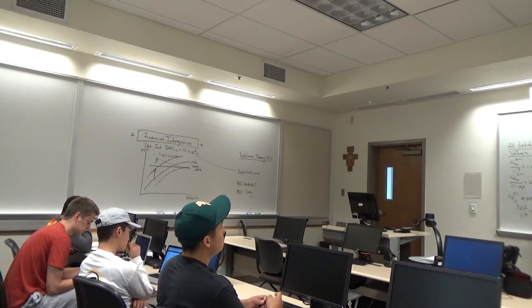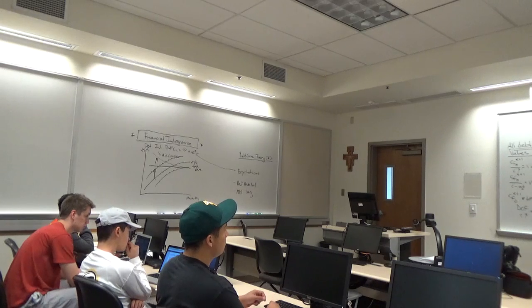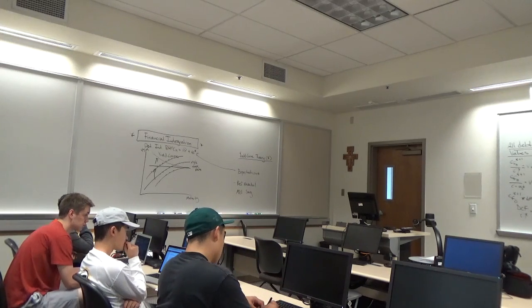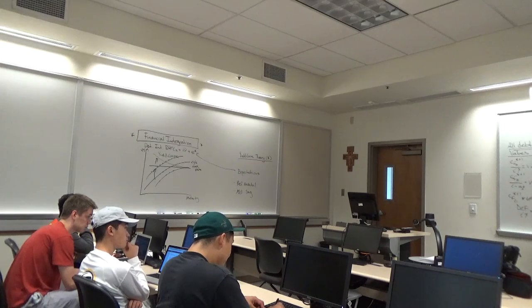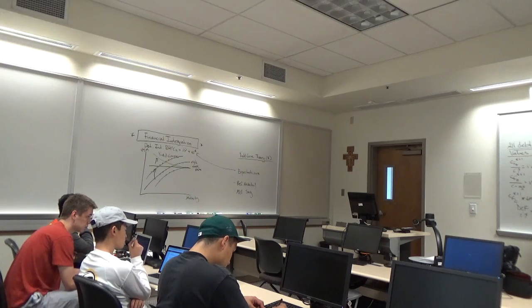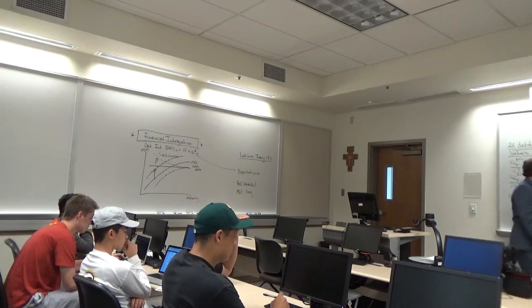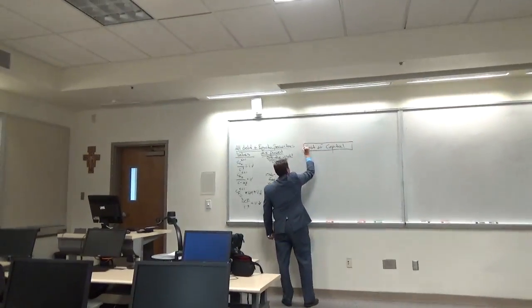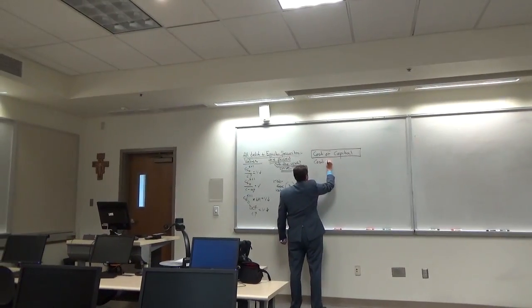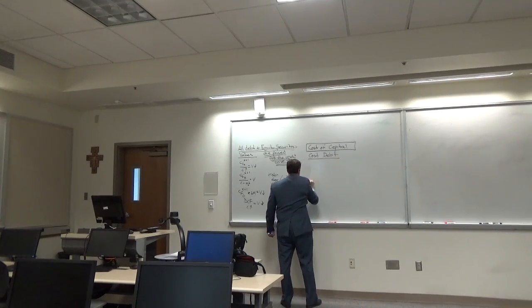Now, the first thing we need to figure out is what is our cost of capital? Because if we can figure out the cost of capital, then we can figure out the discount rate that we're going to use to discount the cash flows to make the investment decision. So we've got to figure out the cost of capital. We're going to figure out the cost of debt, and we're going to figure out the cost of equity.